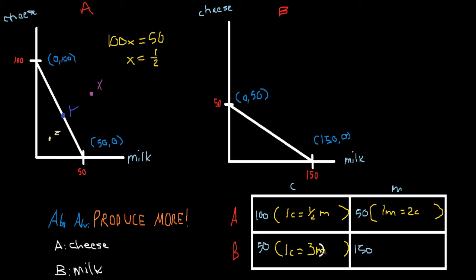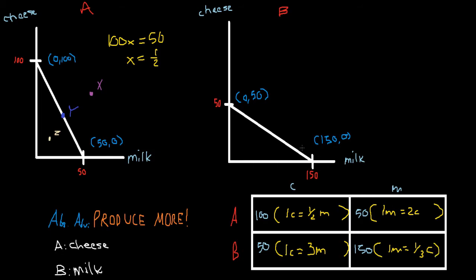Okay? And then you may start to see a pattern here. Sorry, I did double parentheses. Shouldn't have done that. You may start to see a pattern here where the opportunity cost of one good is a sort of inverse of the other good. So 1/2 and 2, 3, and then this is going to be 1/3. So 1 milk equals 1/3 cheese. And the reason why, again, is that 150 times 1/3 is going to give you 50.